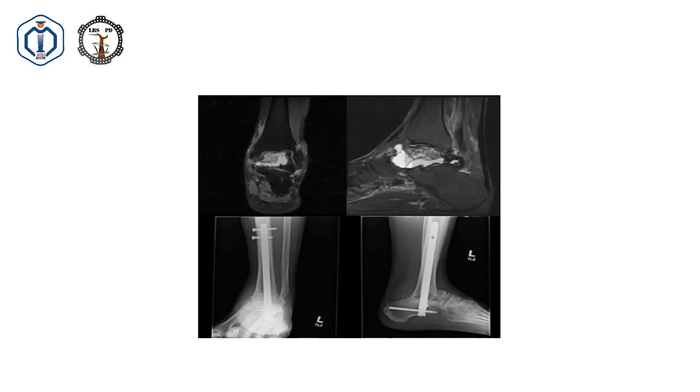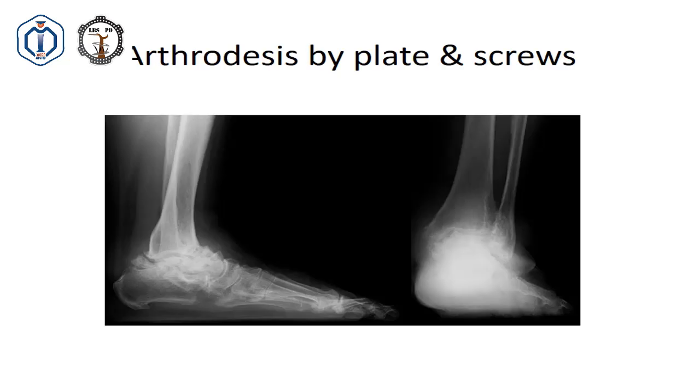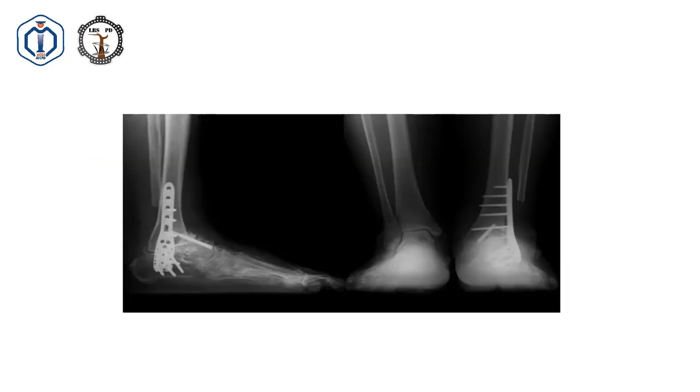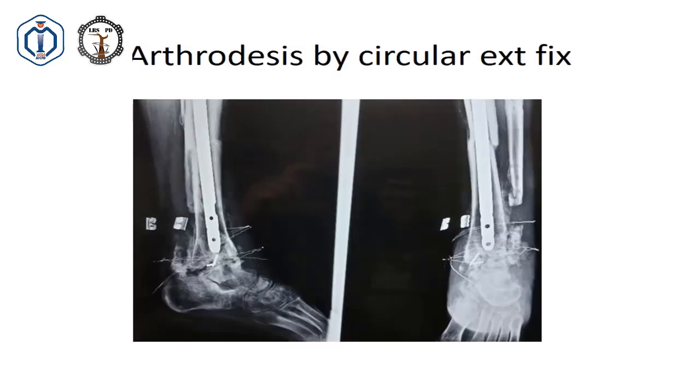And this is a case of destruction of the talus by bone cyst, without arthrodesis. We did compression with a blade. This is the example. This is the final follow-up, fusion, and restoration of the alignment.